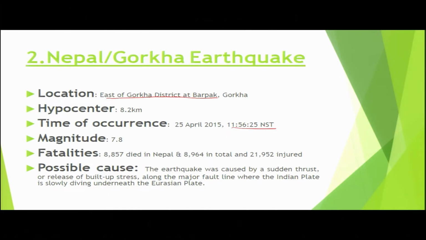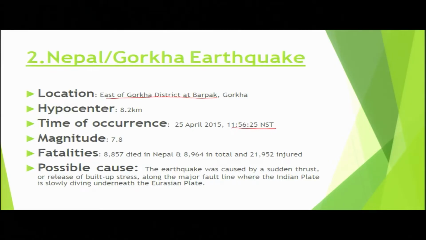Magnitude was 7.8. Fatalities involved were around 8,857 died in Nepal, and 864 in total, meaning the surrounding countries, for example India. And the injured was counted up to 21,952. Possible cause of this earthquake?